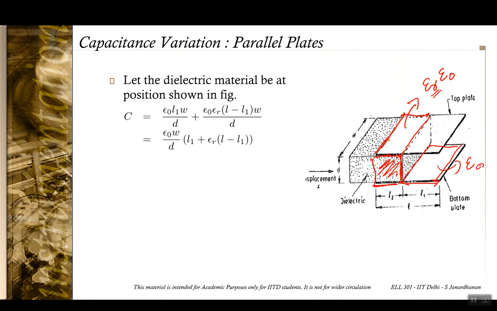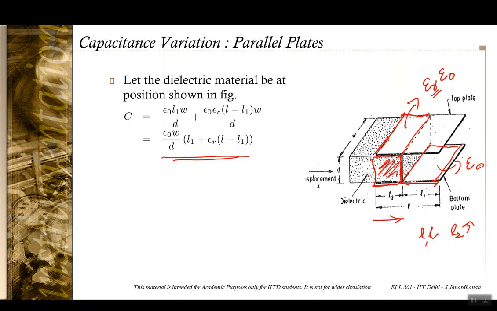Okay, since these two form two parallel plates or two parallel capacitors, the total capacitance is C1 plus C2. When you add up, you get this expression. Now, if there is a small displacement x in the indicated direction, the length L1 decreases and the length L2 increases.